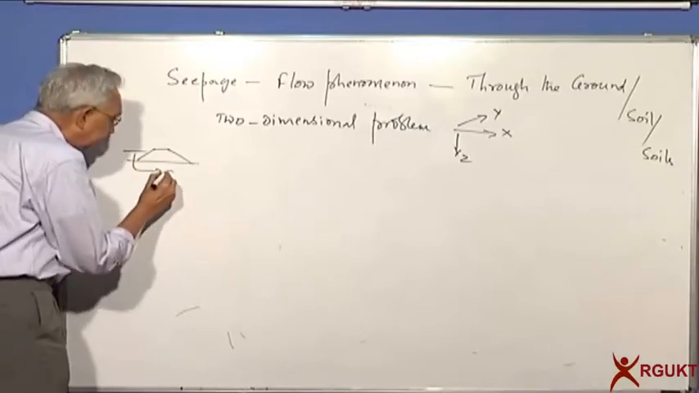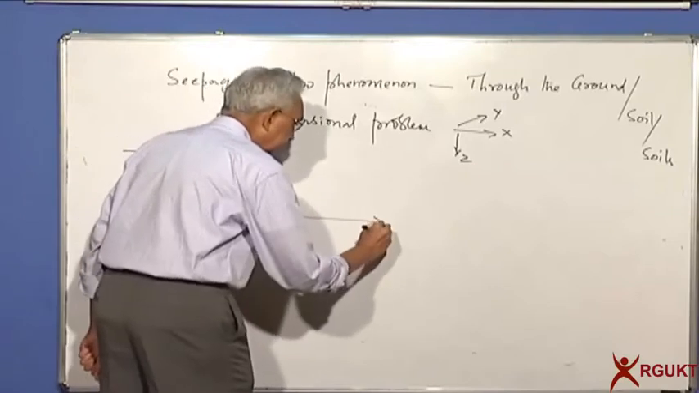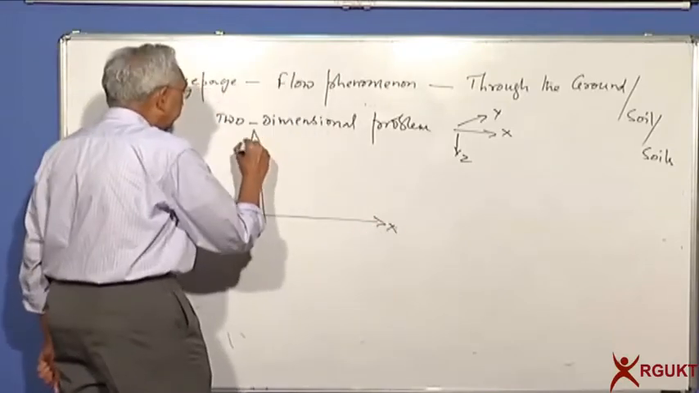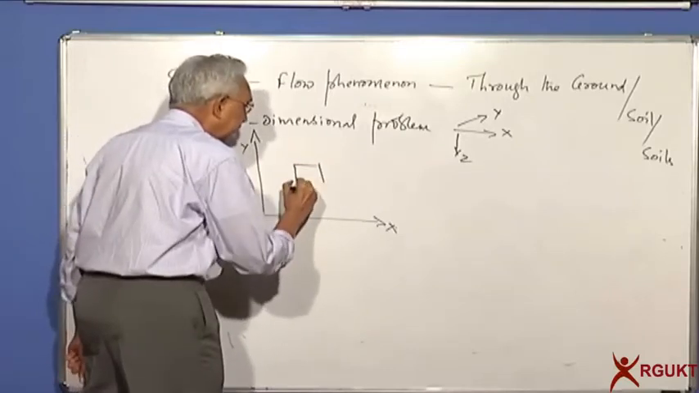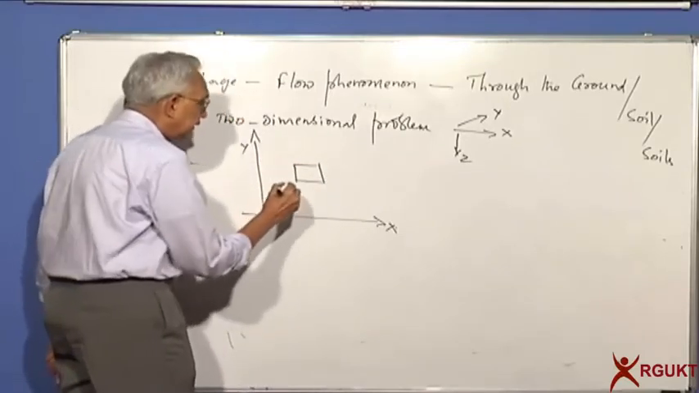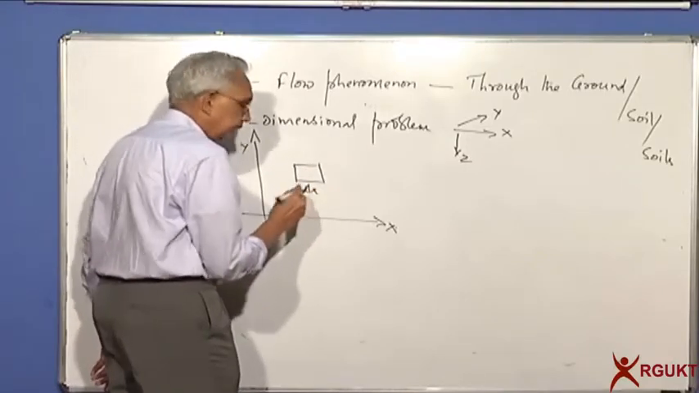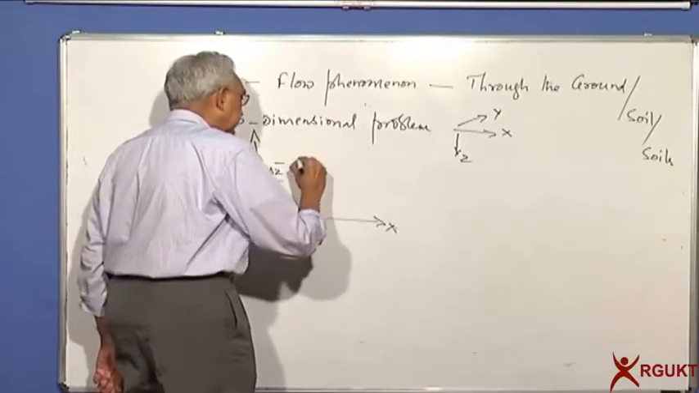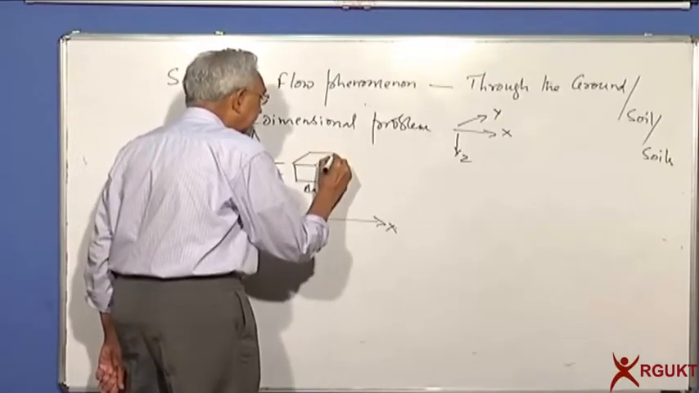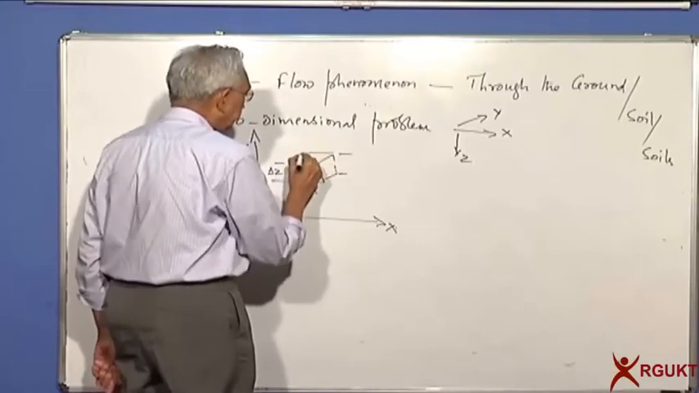So I would like to look at a small element here. This is the x-axis and the z-axis. I'll take a small point and then imagine a small element. The size of the element is delta x in the horizontal direction, delta z in the vertical direction. Let's say in the third direction, it's delta y.